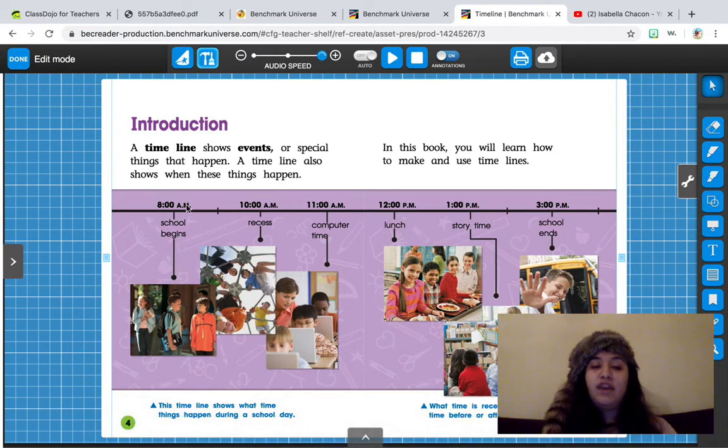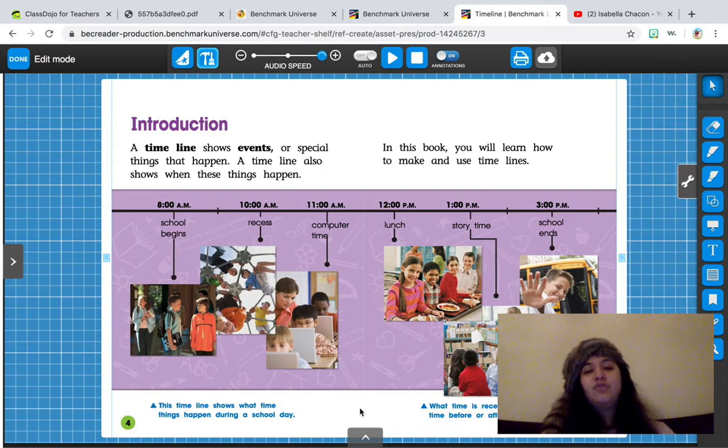You need the unit of time. So if you're doing by time of day, or year, you have to have this. You have to have your title, and you have to have a picture or an illustration. Then at 10 a.m., they had recess. Here's a picture of kids at recess. At 11 a.m., computer time. At 12 p.m., lunch. At 1 p.m., they had story time. And at 3 p.m., school ends.